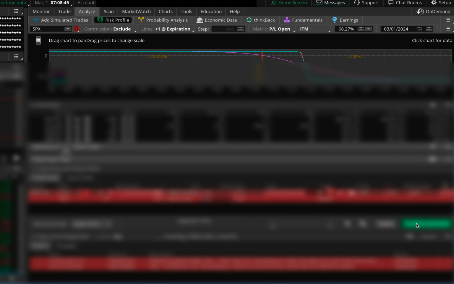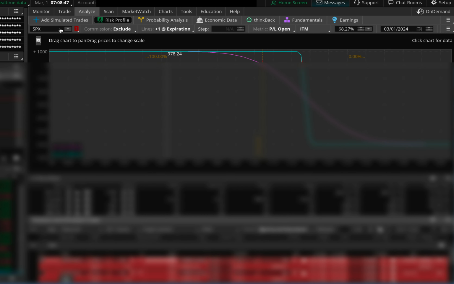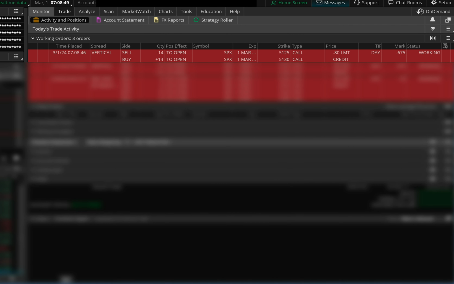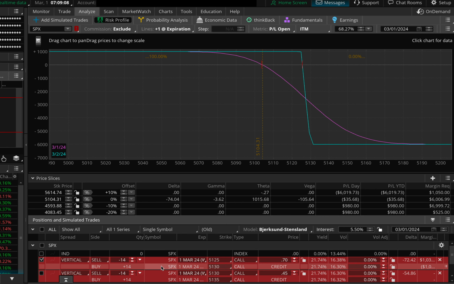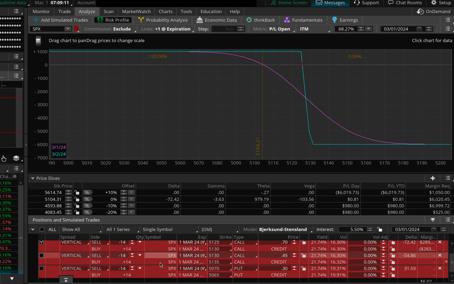So I'm going to throw that out there at 80. See it working? Okay, there it is working right now. I'm trying to get 14 contracts at 80, and it's showing 65 right now. So I'll keep an eye on that. I'm just going to come over here and look at my other alternatives sitting here. The next one, a little 5 points further away, is at 45. So that's pretty far away. And then these are puts down there.